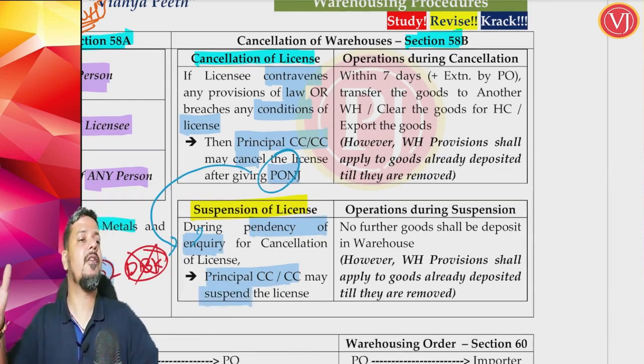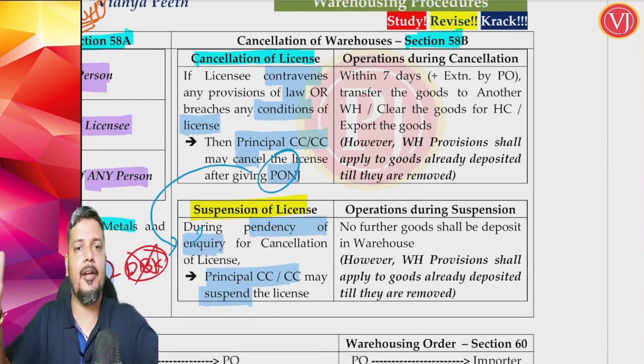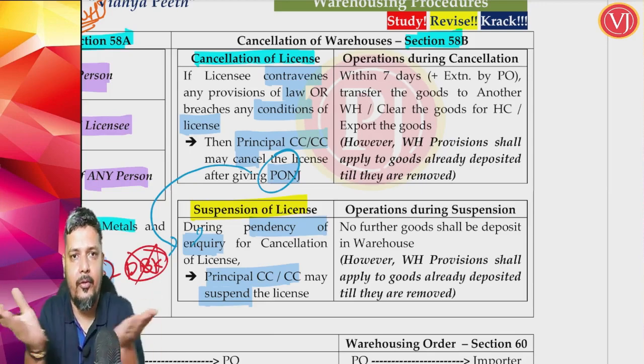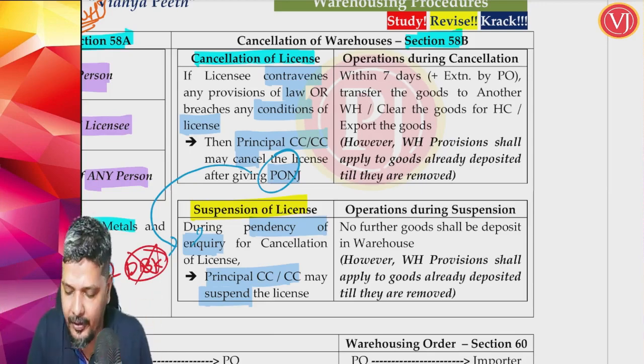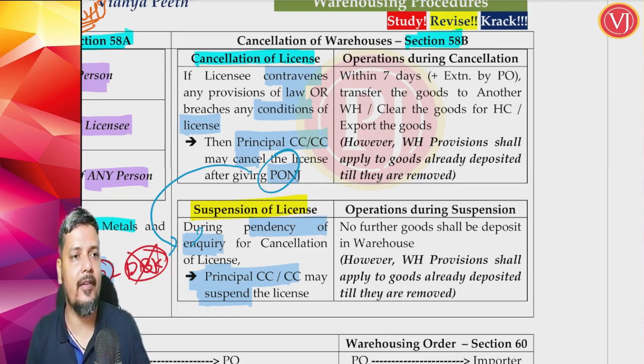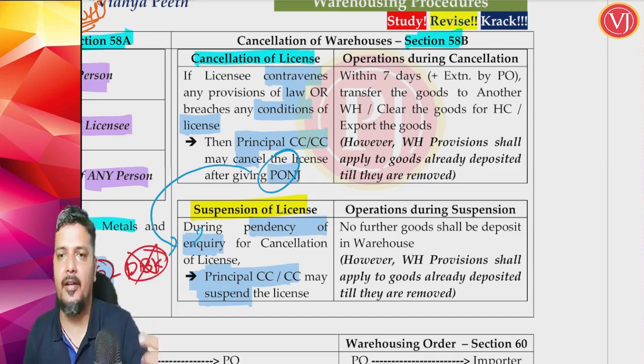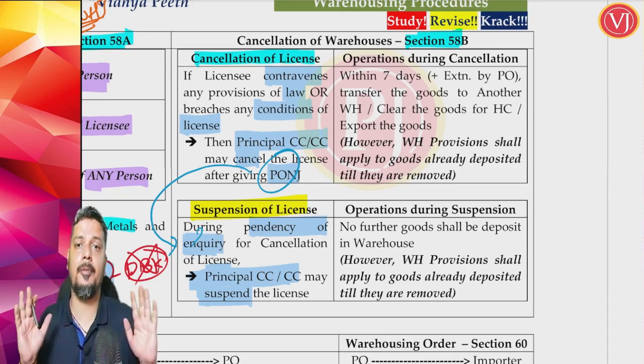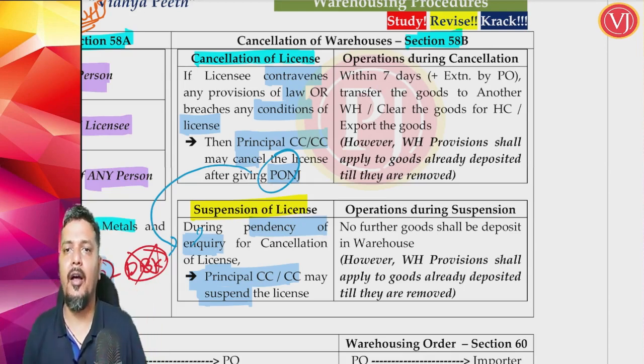We have understood this in GST itself. Cancellation will not happen immediately. Cancellation will start and cancellation will end. There will be some proceedings going on. During the pendency of proceedings, there may be suspension. Why does cancellation happen? You have contravened the provisions of the law or conditions of the license. Principal commissioner or commissioner tells that we are cancelling your license, but after principle of natural justice, we'll be having an inquiry. During that inquiry, principal commissioner or commissioner may suspend the license.